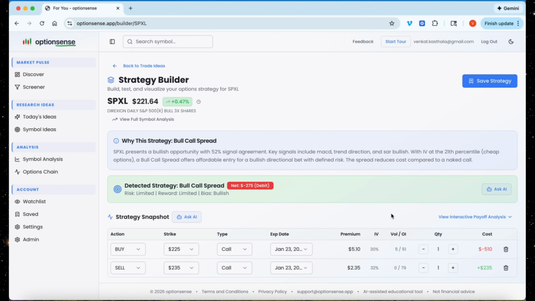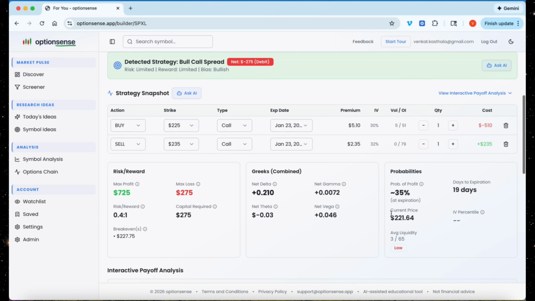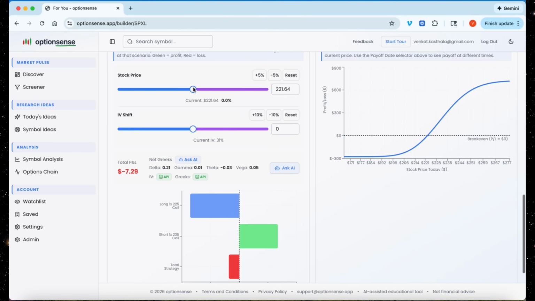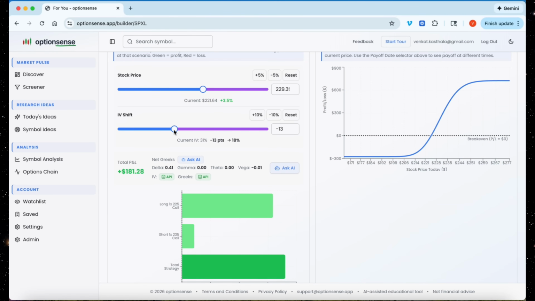Here you see the risk metrics, Greeks, and payoff, so you understand the risk before placing the trade. You can run what-if analysis to see how price or volatility changes impact profitability.